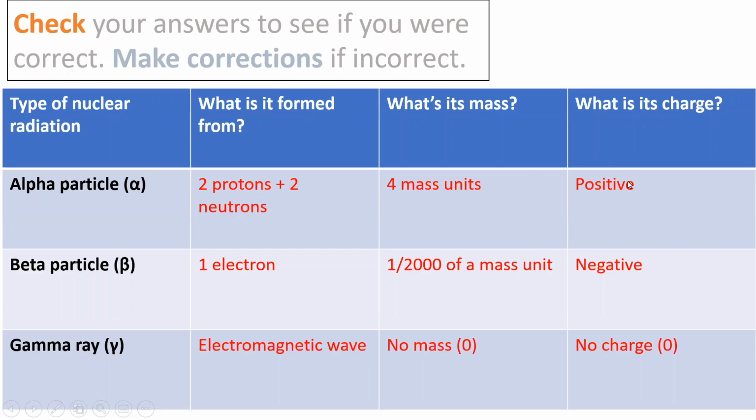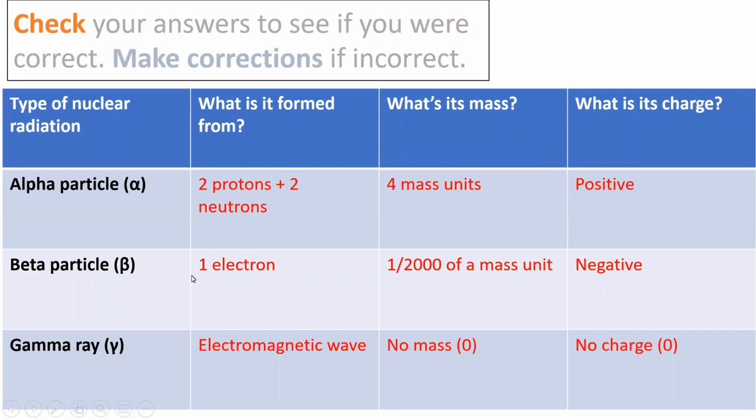So what is its charge? Alpha is positive. It's got 2 protons there and 2 neutrons. Neutrons don't have any charge, but protons have got a positive 1 charge each. So it's got a 2 plus charge, so positive charge.